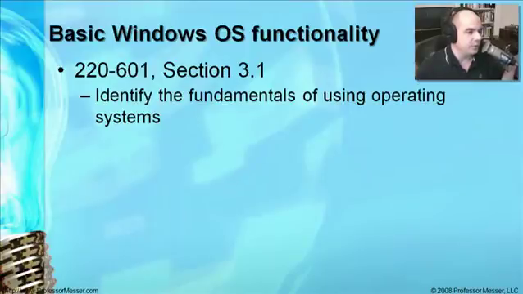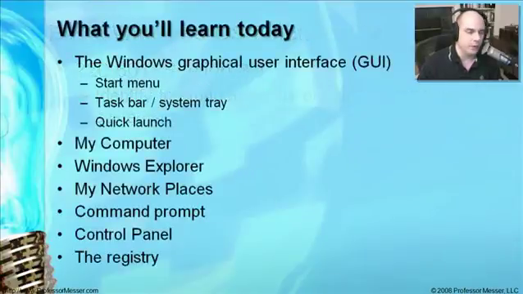This comes from 220-601, the CompTIA Essentials exam for A+, in section 3.1, and we're really going to step through a basic overview of the Windows environment. If you've ever used Windows before, you're probably familiar with most of this, but for someone who's just entering the operating system world, some of these things will be new to you.